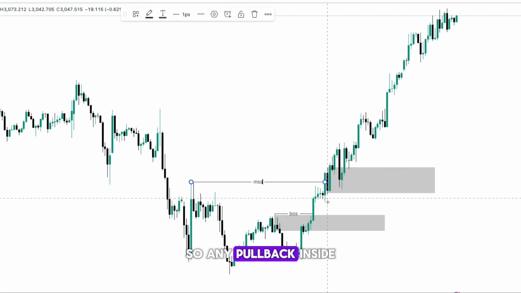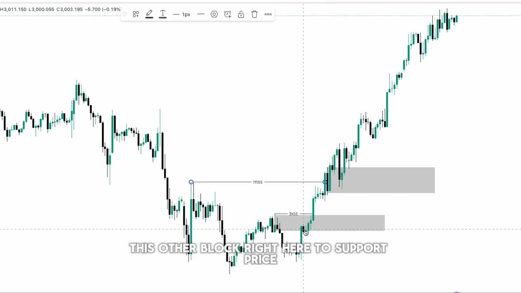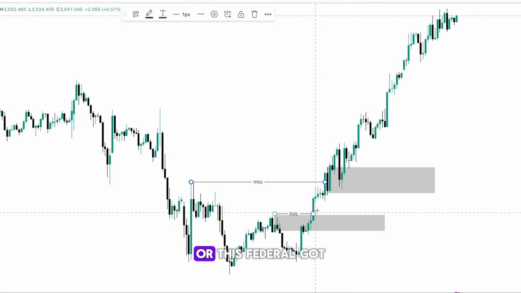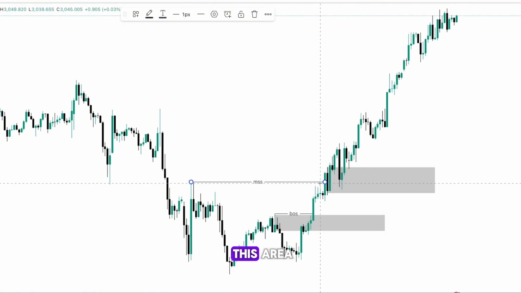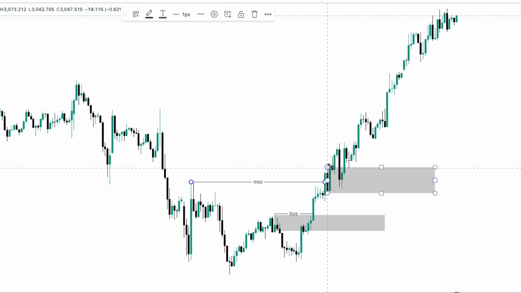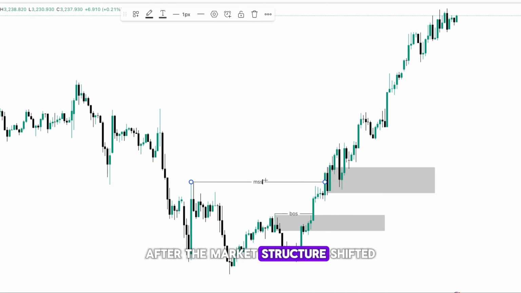So for any pullback inside this area, I'm looking for this order block right here to support price, or this fair value gap to support price. As you can see, once we close inside this area, we have an order block that gave us what we needed after the market structure shifted.